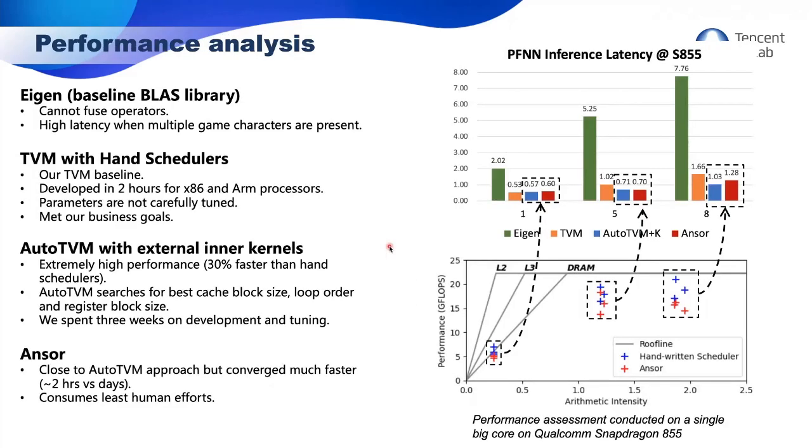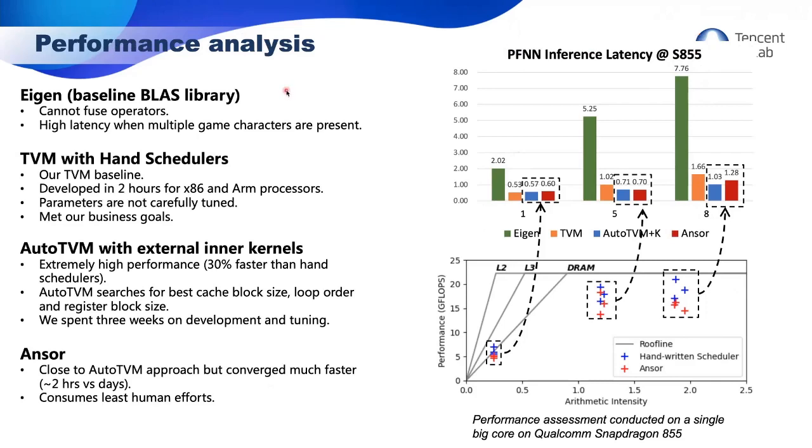Let's see the performance analysis. Our baseline is Eigen, which is a widely used BLAS library. We can see that the green bar here is for Eigen. With 8 characters, the performance is about 3 or 4 times slower than when we have 1 character here. So now the performance is not acceptable for our business partners.